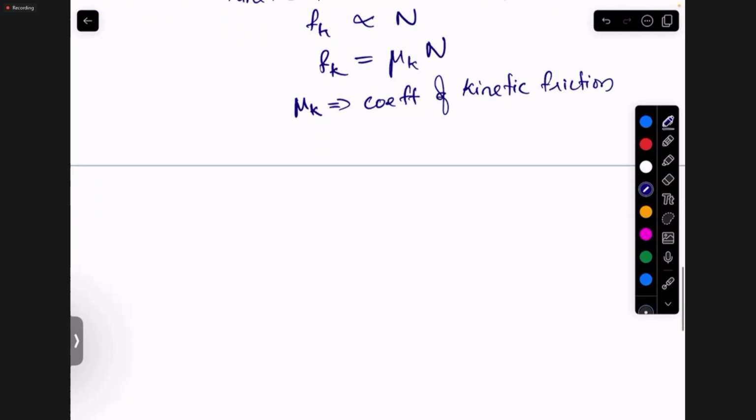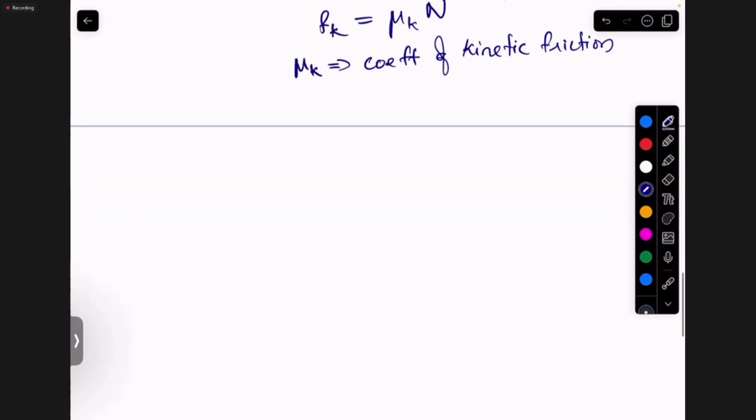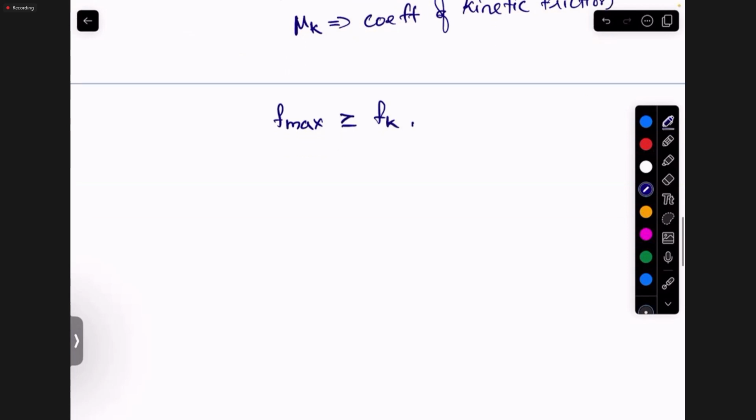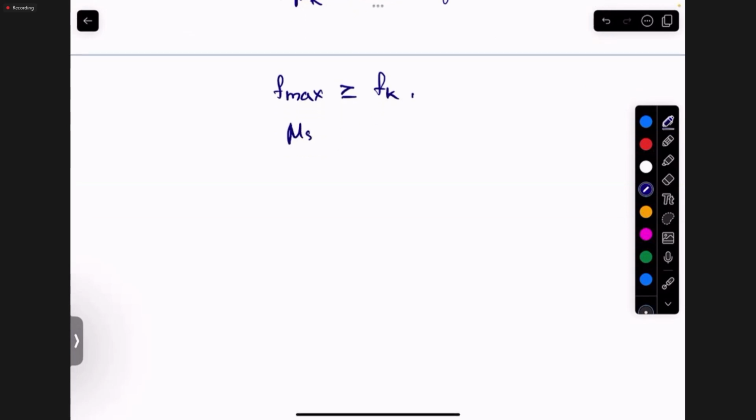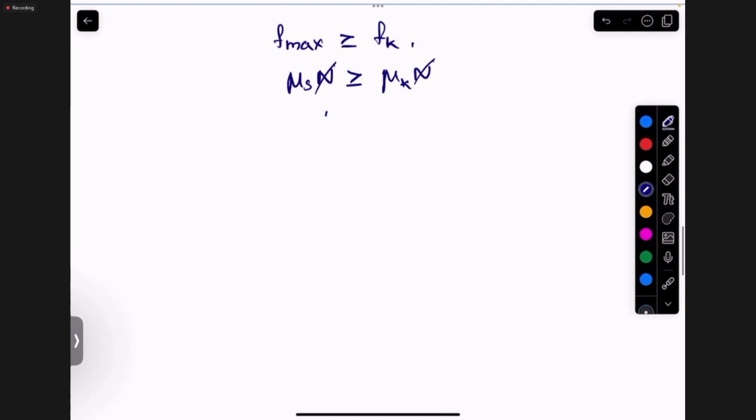F max is always greater than or equal to Fk, that we have seen. That means mu s N is always greater than or equal to mu k N. N and N will always be the same, so mu s is always greater than or equal to mu k. This is a very important result.